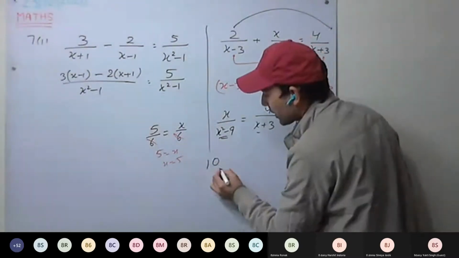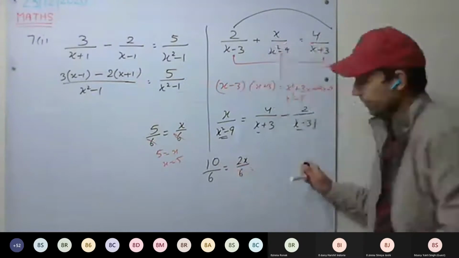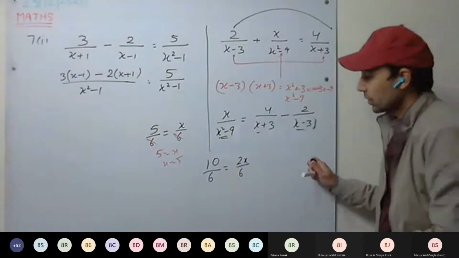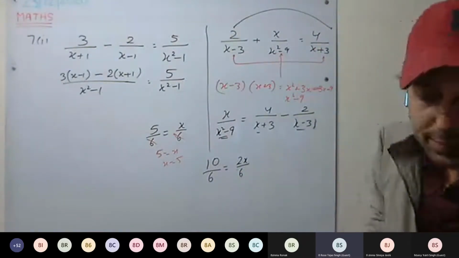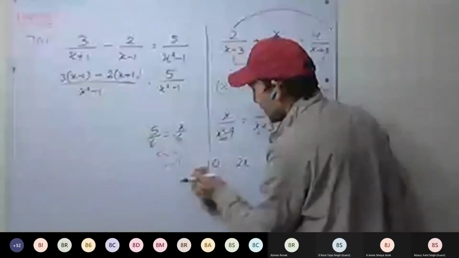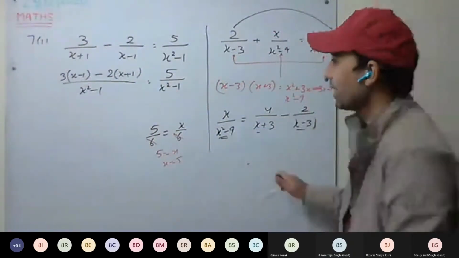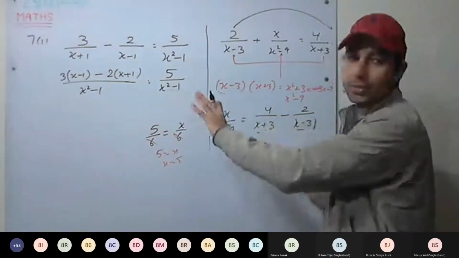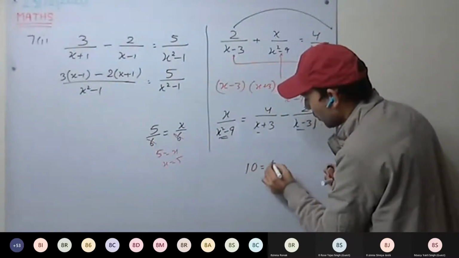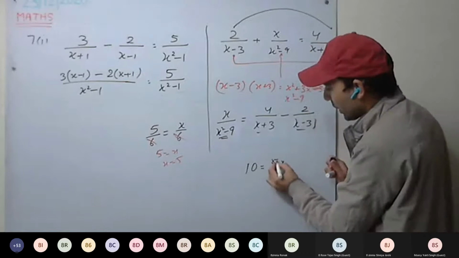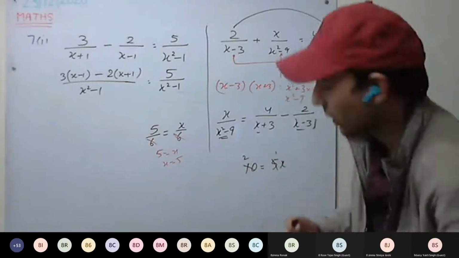Or if I write like this, 10 upon 6 equal to 2x upon 6. Sir, we can do cross multiplication also. You can do, but it will be lengthy. It will be easy if we cross them now. So always cross wherever possible. Always eliminate. If I write like this, 10 equal to 5x. So 5, 1 ja, 5, 2 ja. Or you take 5 on that side.